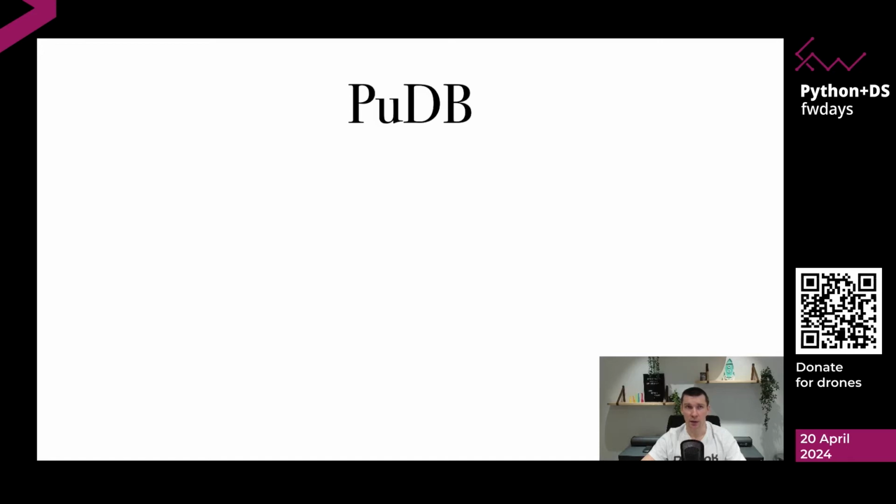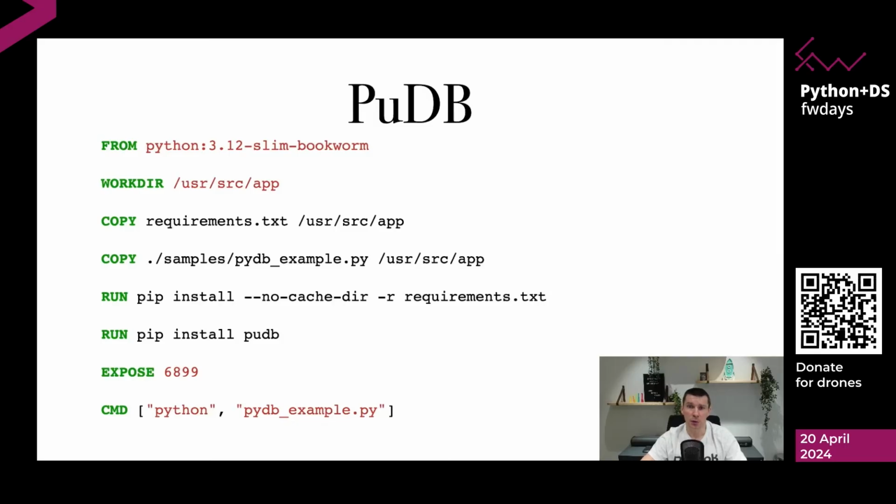Another debugger which also has the ability to run a remote debugging session is PUDB. It's a slightly different debugger. It has more features than this patched PDB version, and it has a kind of UI. So if we tweak our Dockerfile and install PUDB separately, we also have to expose a port for this debugging, so we can connect to it, and we run it.